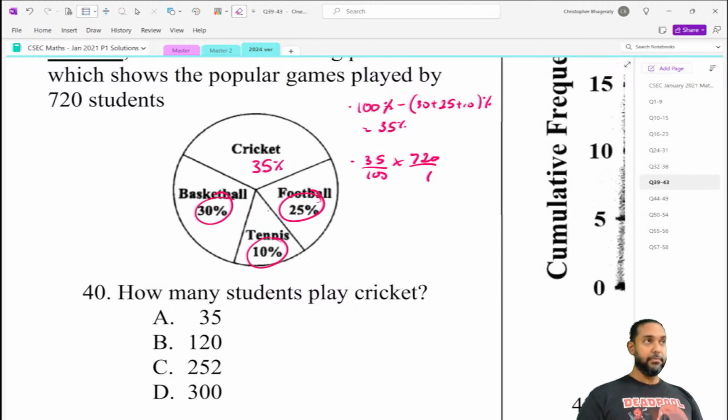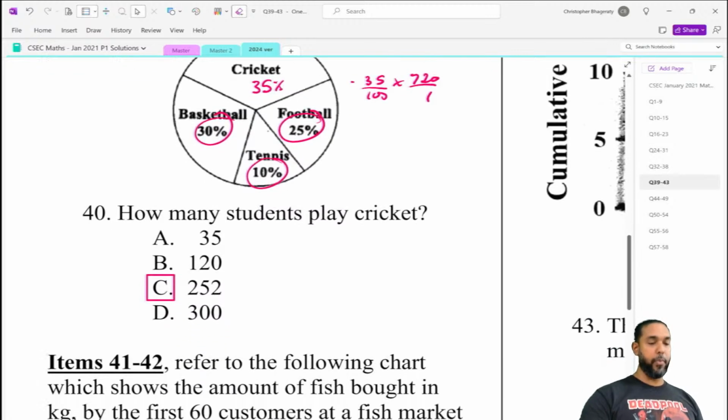I did 35%. It wasn't that much, and I got 252. Cool. There wasn't that much to divide. 20 went into both figures. So it's just 36 by 7.